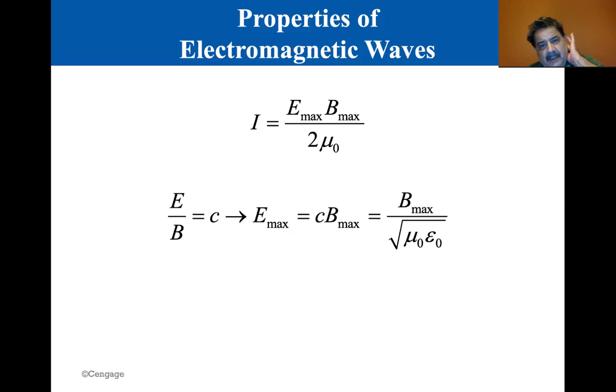And from the last slide, we have E divided by B equals c. And so E max is equal to c B max, which is equal to B max divided by the square root of mu 0 epsilon 0.